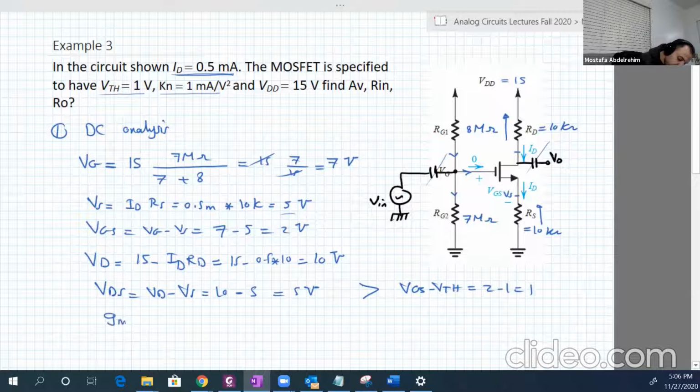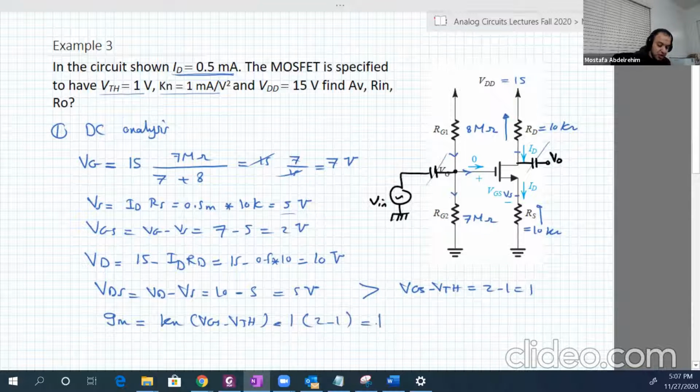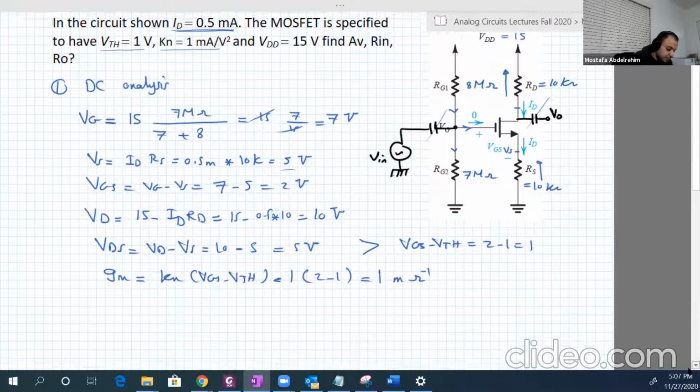And gm is equal to Kn times VGS minus V threshold. VGS minus V threshold is just 1. So gm is 1 milli ohm inverse, because Kn is in milli.